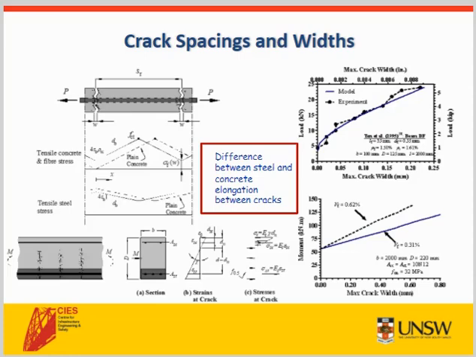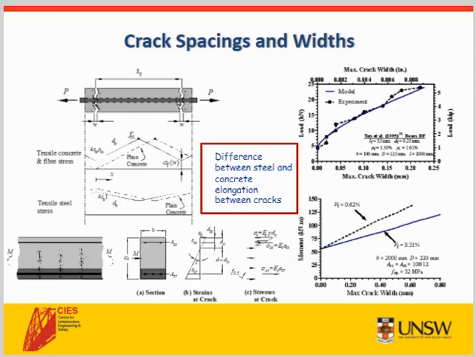Once we have this tension stiffening relationship quantified, we can then start to look at the verification of the serviceability limit state, namely in the evaluation of crack spacings, crack widths, and deflections. With the stress distribution in the concrete and steel known, then the crack widths are simply the difference between the steel and concrete elongation between the cracks. Plotted in the top right is our crack width model plotted against some experimental data, which shows an excellent correlation.